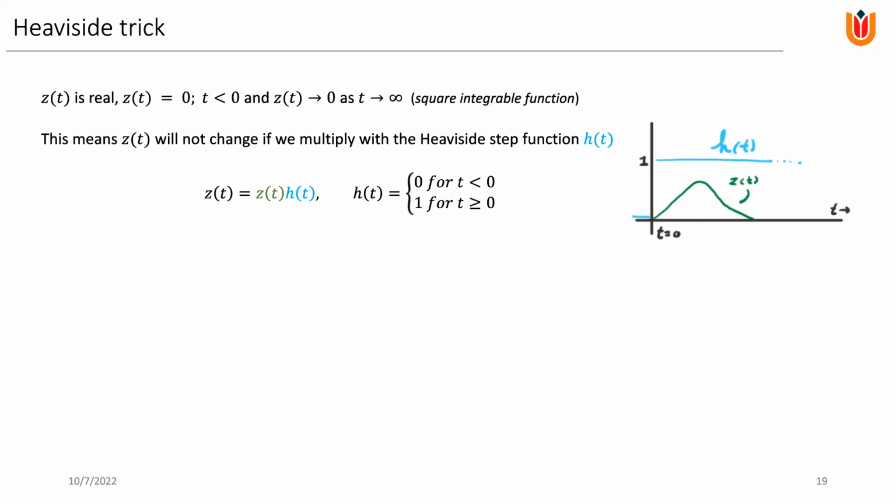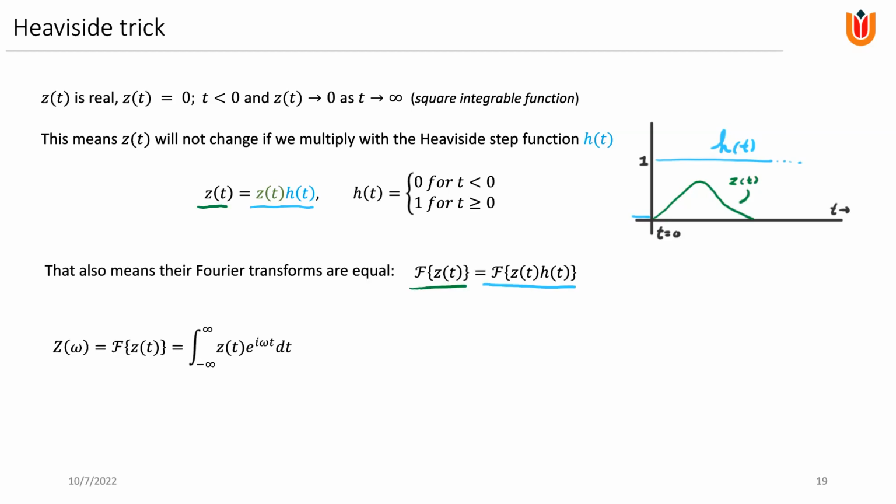It also means that Z of t will not change its shape if we multiply it with a step function, the Heaviside step function. That is defined as follows: H of t is 0 for t less than 0, and it's 1 for all values of t larger than 0. It's basically just a step function. So if we multiply Z of t with this function, basically nothing changes. That also means that if these two are the same, their Fourier transforms must also be the same. The Fourier transform of Z of t is equal to the Fourier transform of this product.